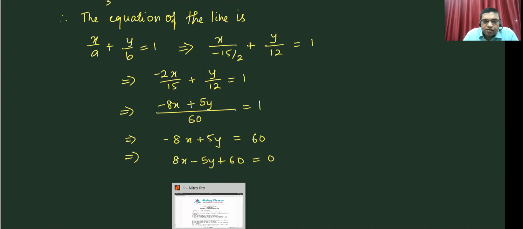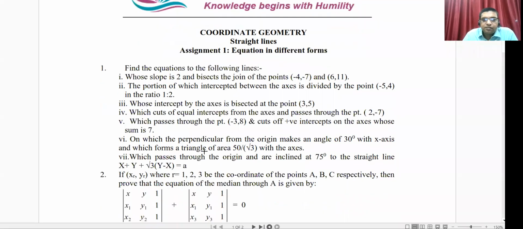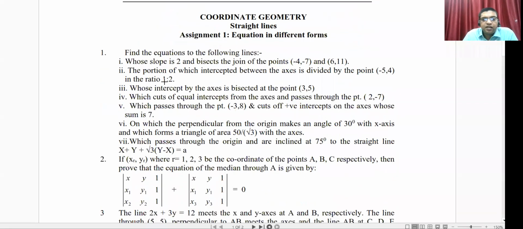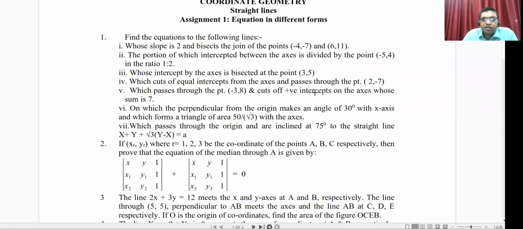Okay. Next question. Third question is similar to what we did yesterday. Whose intercept by the axis is bisected at the point 3, 5. So this you should do. Next. Which cuts off equal intercepts from axis and passes through the point 2, minus 7. This also you can do it. I will do this one.